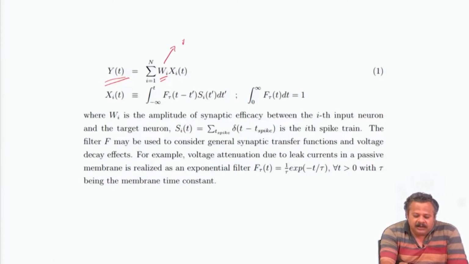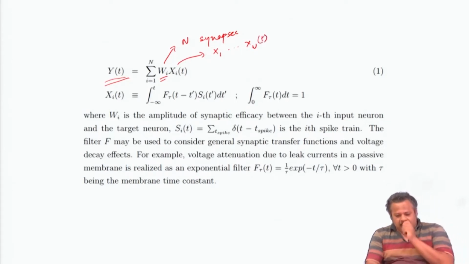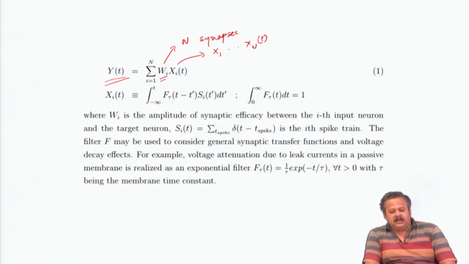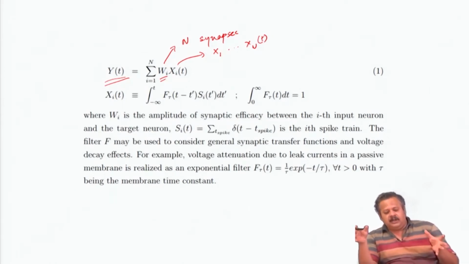Here, capital N is representing the capital N synapses onto the output neuron from capital N inputs, x1 up to xn, each of which, as a function of t, is what the inputs are. All of the inputs are active simultaneously, and each of them is weighted by wi, and we get the output.